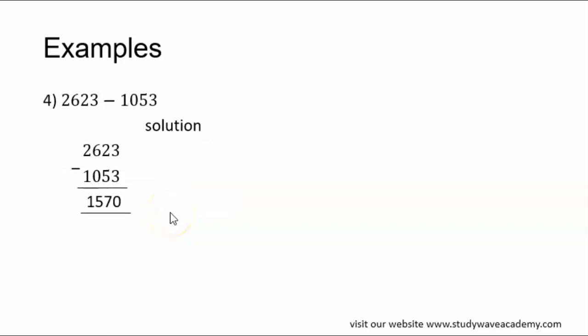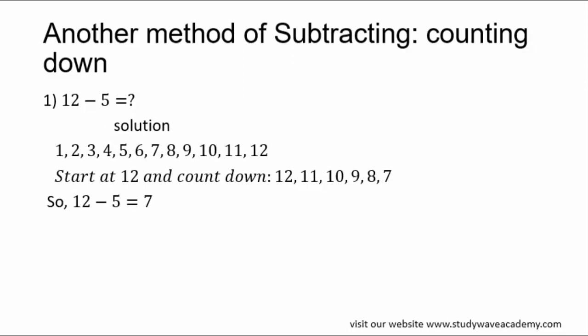Okay, good. We're going to be looking at another example, another method called the counting down form. We have here 12 minus 5. We're going to count 1 to 12 first. When you finish counting 1 to 12, you do what next? They say minus 5, so we count downwards. We count downwards 5 numbers, starting from 12.